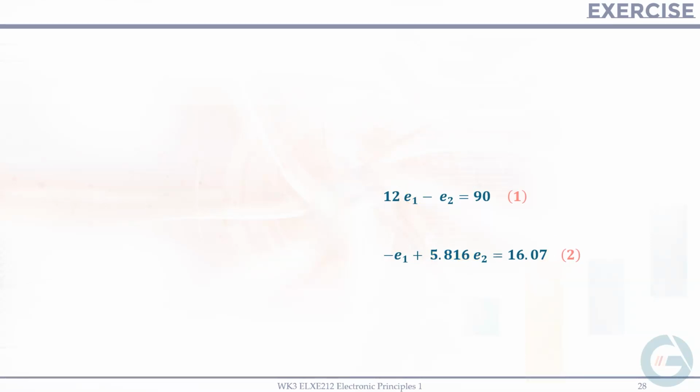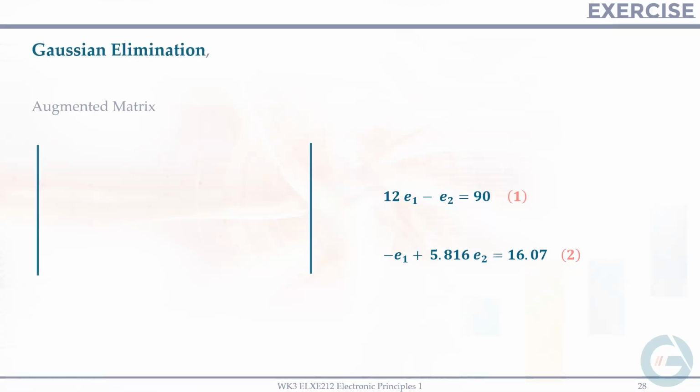So let's represent this in terms of a matrix. We'll use the Gaussian elimination method. Let's collect the real-number coefficients for E1 and E2. For equation 1, E1 is 12 and E2 is negative 1, and the right-hand side is 90. For equation 2, E1 is negative 1, E2 is 5.816, and the right-hand side is 16.07. So this is our augmented matrix.